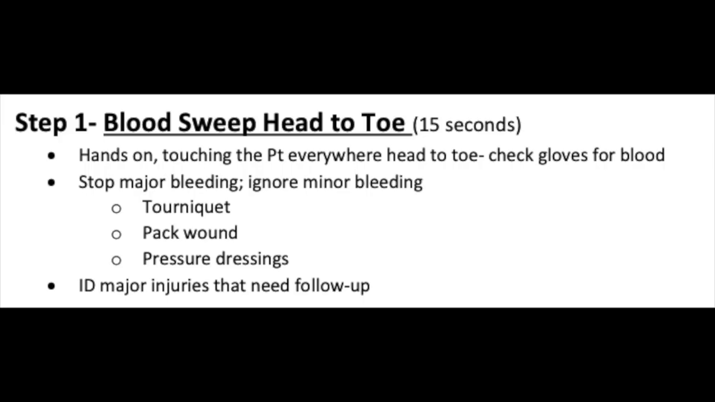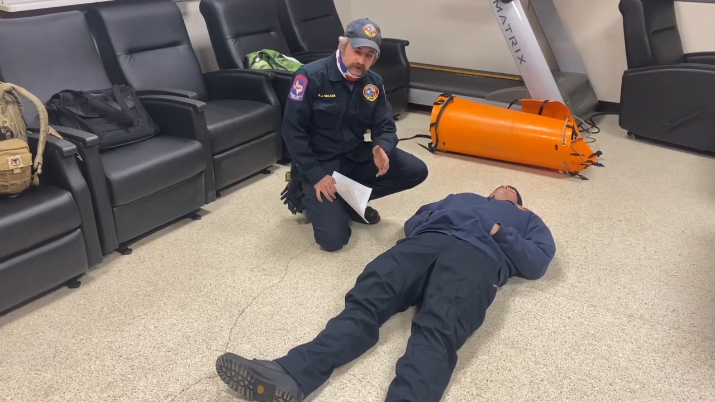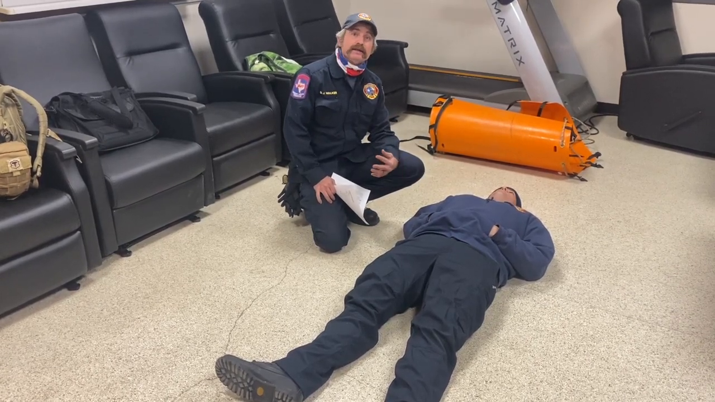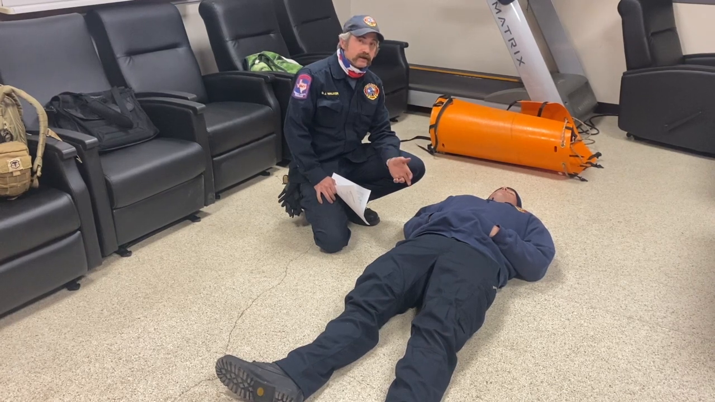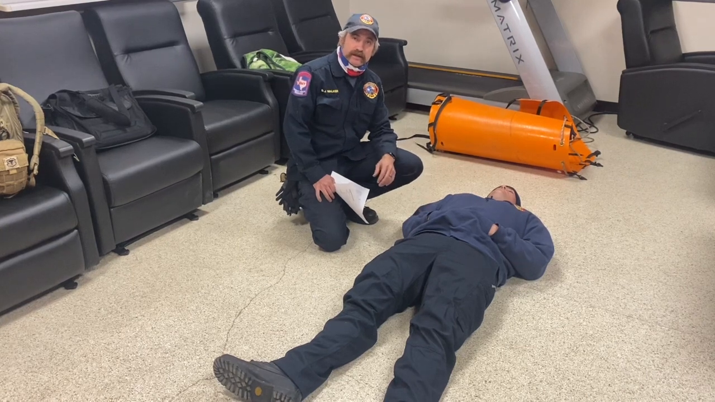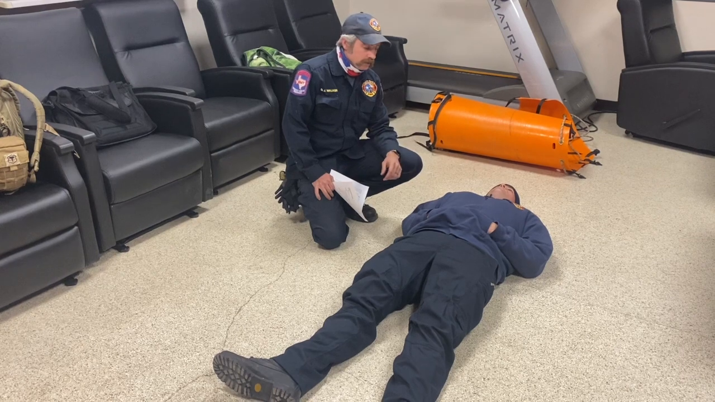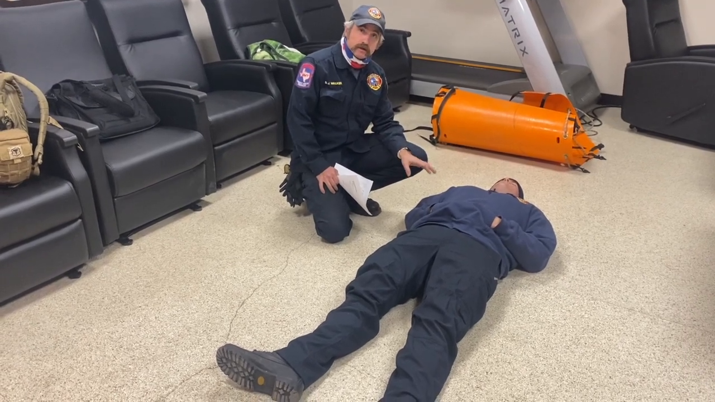The first thing you're going to do is a blood sweep head to toe. It should take you about 15 seconds. During that blood sweep, we're looking for major bleeding, things that will kill them right now. You can't replace blood, so we want to keep all the blood in their body that we possibly can. If you find minor bleeding on your blood sweep, ignore it and just keep going. You'll come back and address that later. Alternatively, if you find major bleeding, the kind of thing that you want to turn off with a tourniquet or pack with wound packing, dressings, those kinds of things, then you'll address that.